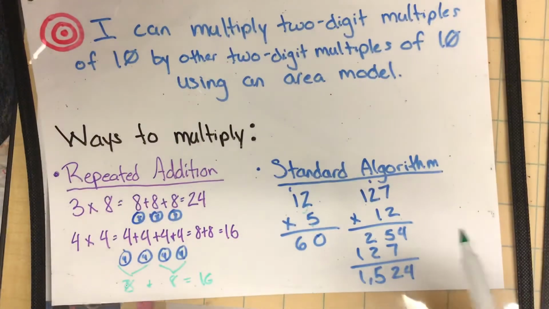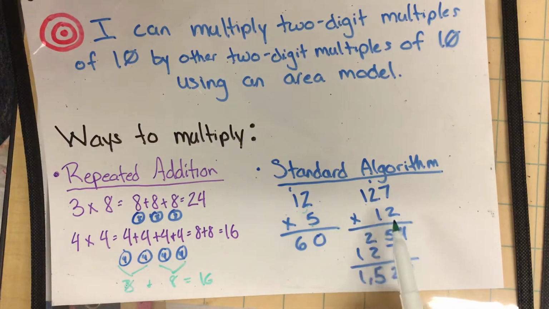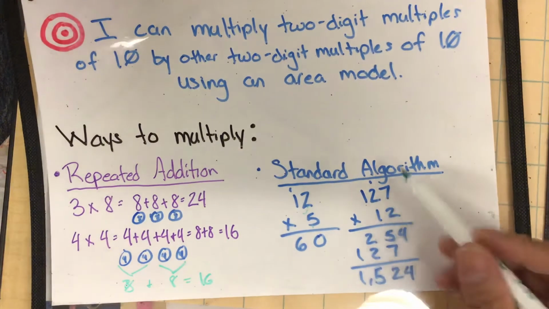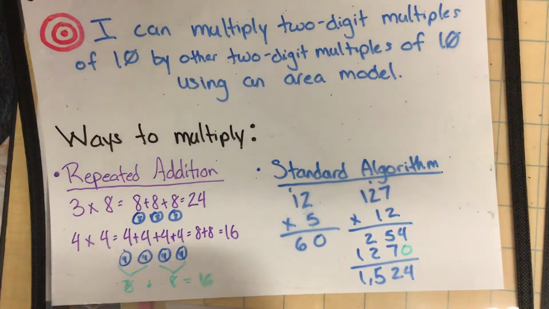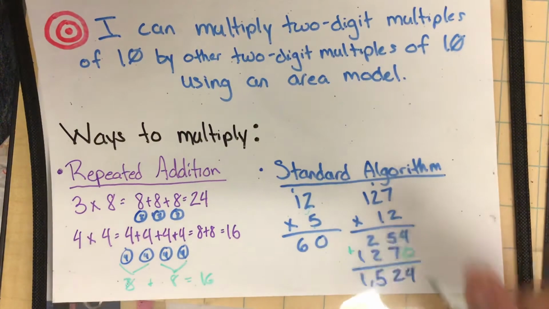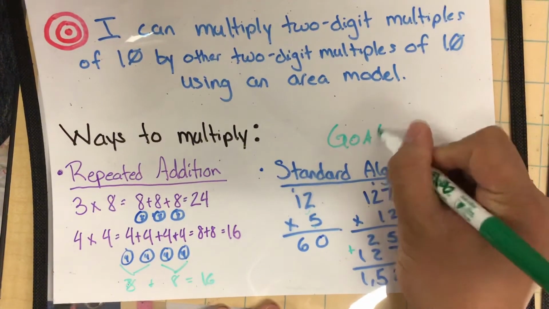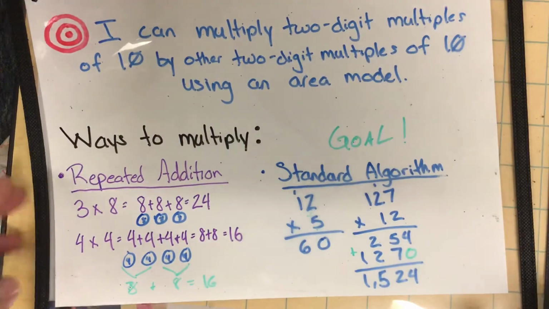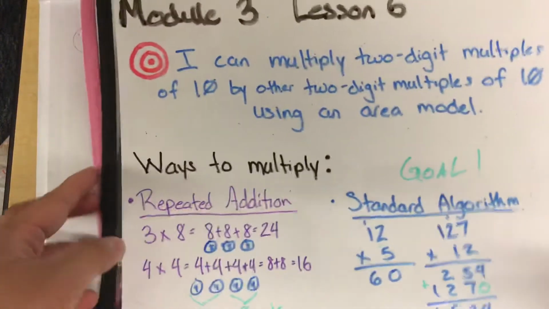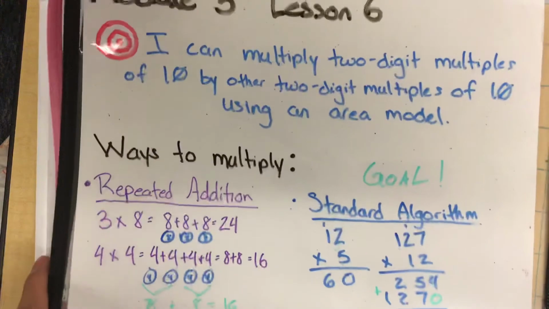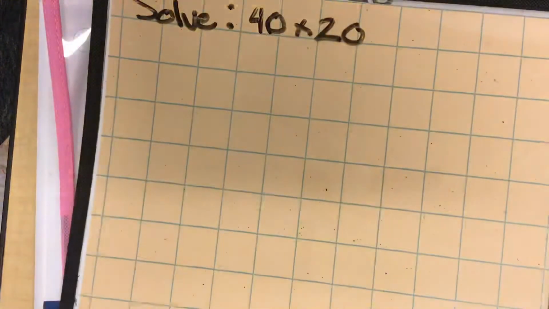Or even with larger numbers, where we have 127 times 12. First, we multiply 127 times 2, which we would get 254. And then 127 times 10, which would actually give us 1,270. Then all we do is add it all up together, and then we're good. So remember, this is our goal. Okay? And the first step to achieving our goal is using our area model. So let's get started.